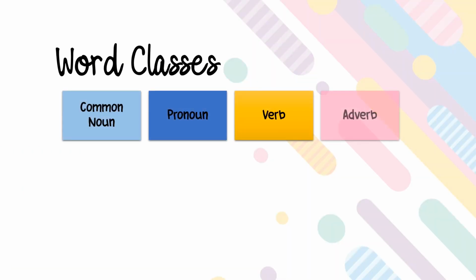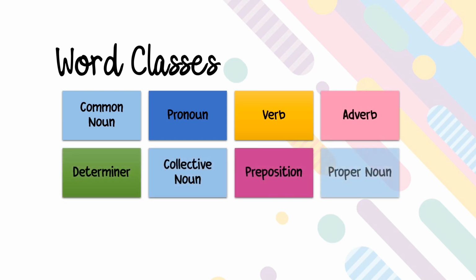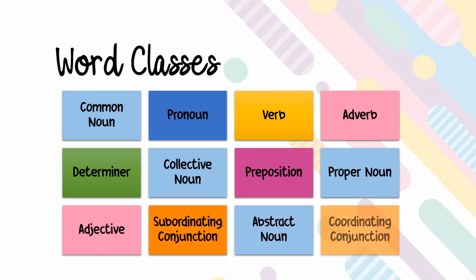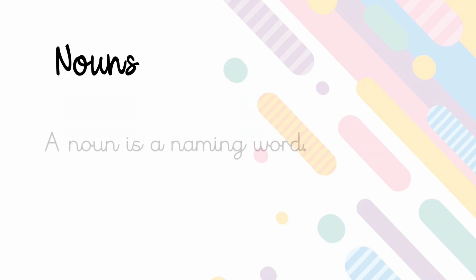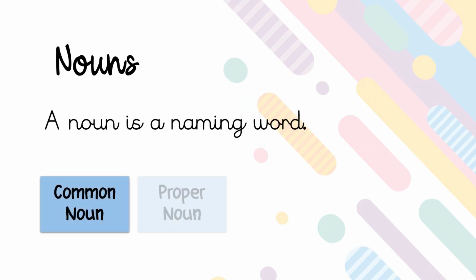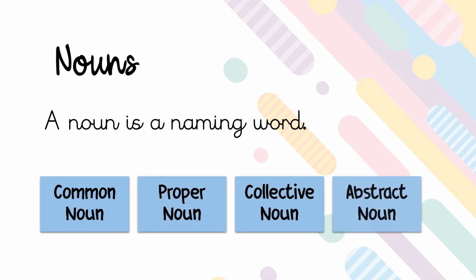In this video we're going to be looking at some SPaG, which is spelling, punctuation and grammar, and we're going to be focusing on the different types of word classes. The first type of word class that we're going to look at is a noun. And a noun is a naming word, and it can be categorised into 4 different types. We've got common noun, proper noun, collective noun and abstract noun.